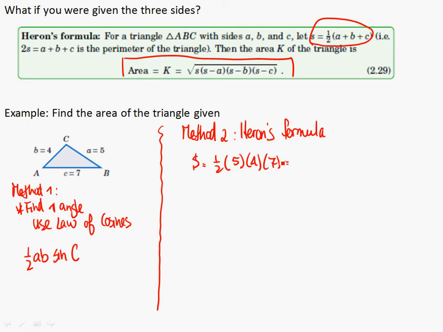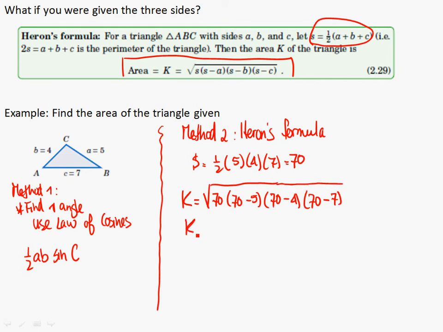So that's, I got stuck on my math, 70? Yes? No? Yeah? Okay. And then fill in the other stuff. So it's the square root of 70 times 70 minus A, which is 5. And then it's 70 minus B, which is 4. And then it's 70 minus C, which is 7. And multiply this mess out. Take the square root and grab your calculator and figure it out.